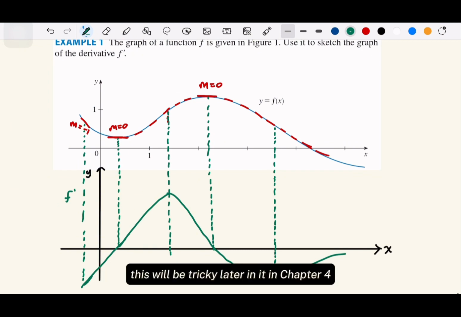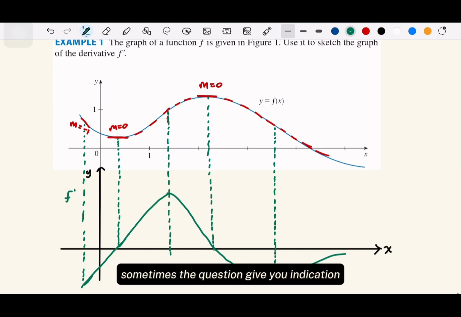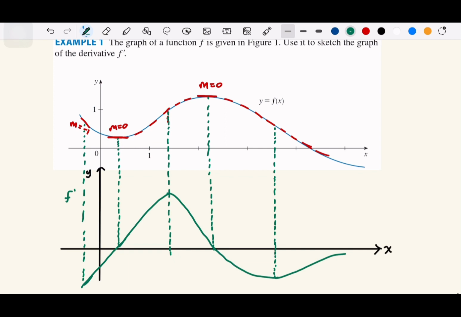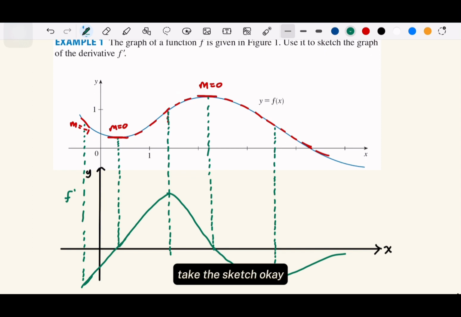This will be tricky later, I think in chapter 4, when we learn how to apply derivatives, especially for graphing, the sketch and observing the sketch. And be careful when you read the questions; sometimes they give you indications that the graph is f, or f prime, the first derivative, or even the second derivative. There will be some notions about that, and we are going to cover it a few weeks later. But at least now you have some idea on how to take the sketch.